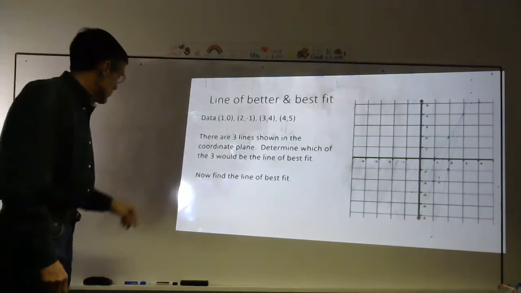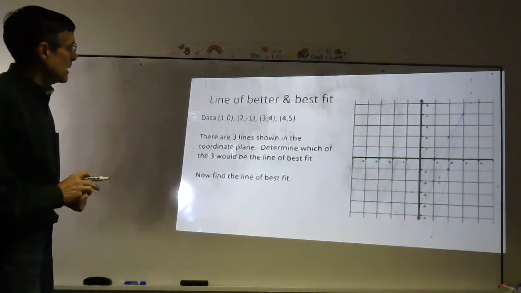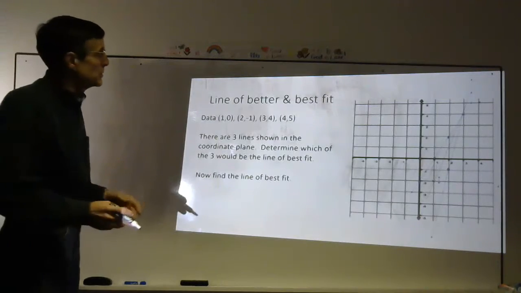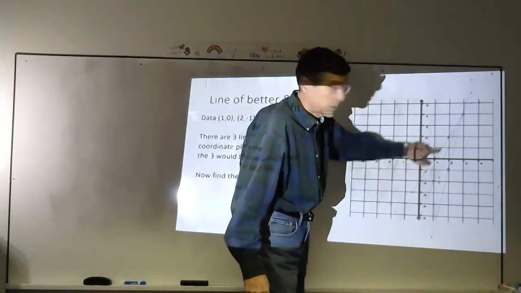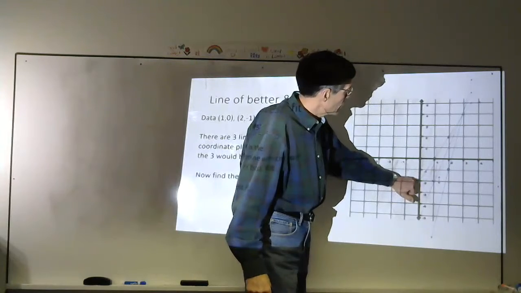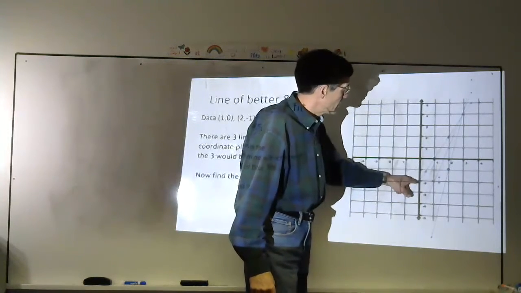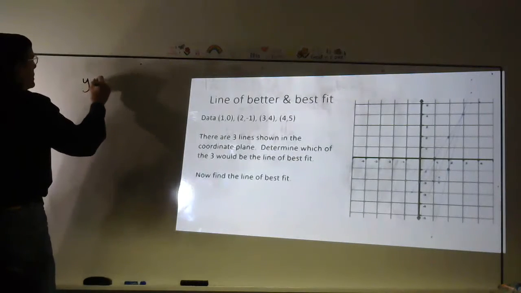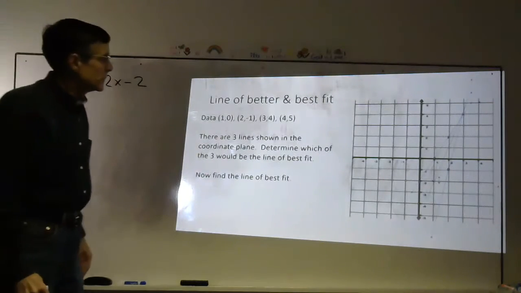There are 3 lines shown in the coordinate plane. Determine which of these 3 would be the line of best fit. So we have got to first find the equation of all 3 lines. All right, this blue line here has a slope of up 2 and over 1. So the slope is 2, and it hits the y-axis at negative 2. So I have y equals 2x minus 2. There is one of them.